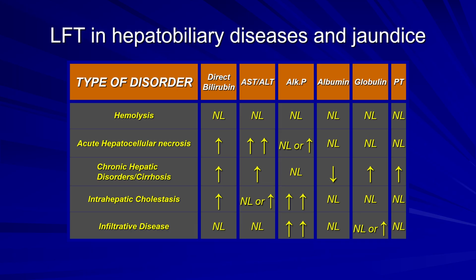In cholestasis, on the other hand, whether it is intrahepatic, extrahepatic, or infiltrative, the predominant pattern will be an increase in the alkaline phosphatase and gamma GT. The conjugated bilirubin will be increased in cholestasis. It might be normal in infiltrative diseases. The globulins may be normal or increased in infiltrative diseases.